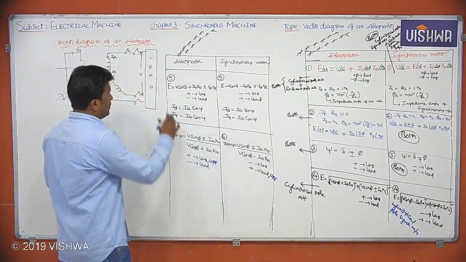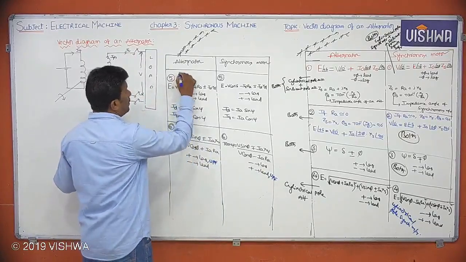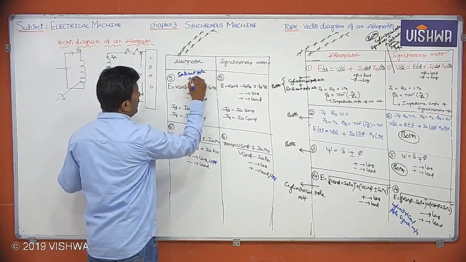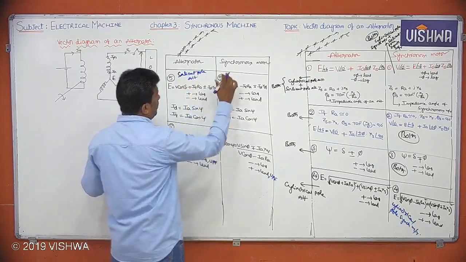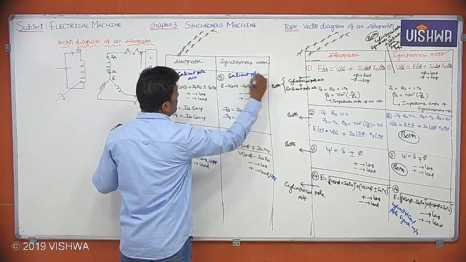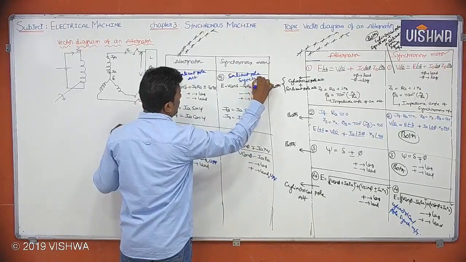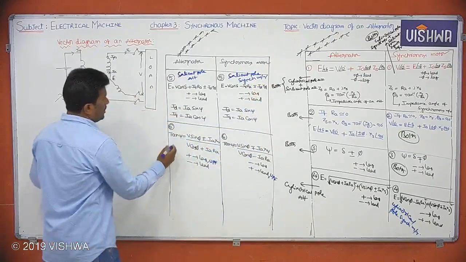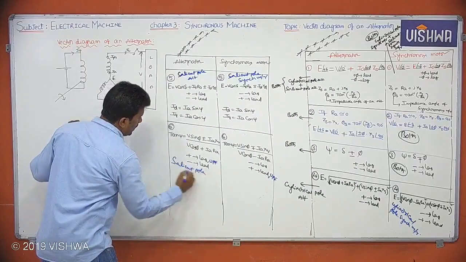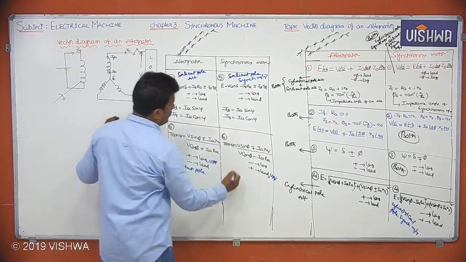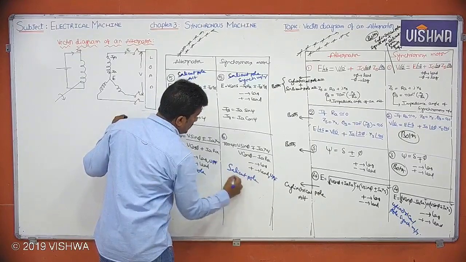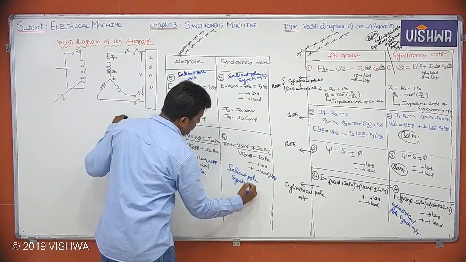Okay. So this formula number 5 is for what? Salient pole alternator. Formula number 5 here. Salient pole synchronous motor. Synchronous motor. Here formula number 6 once again. Salient pole alternator. This formula is applicable for salient pole synchronous motor. Synchronous motor.